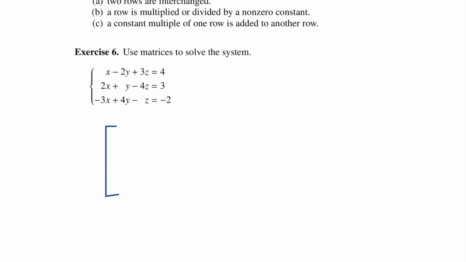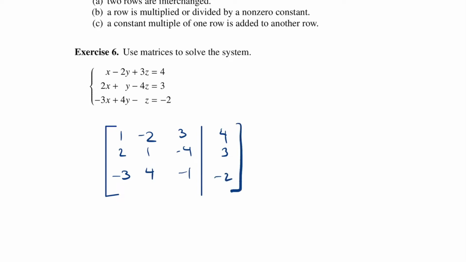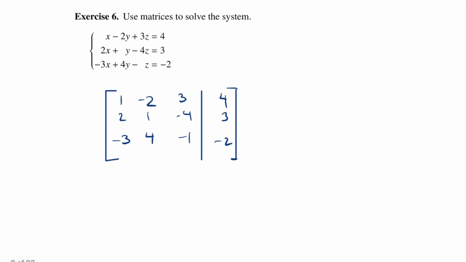The way we set it up is like this. We want the coefficients, so that's 1, -2, 3. For the equal sign, I'm going to draw a straight line. 4. Then we have 2, 1, -4, 3, -3, 4, -1, -2. So that's our matrix. That's how you set it up.